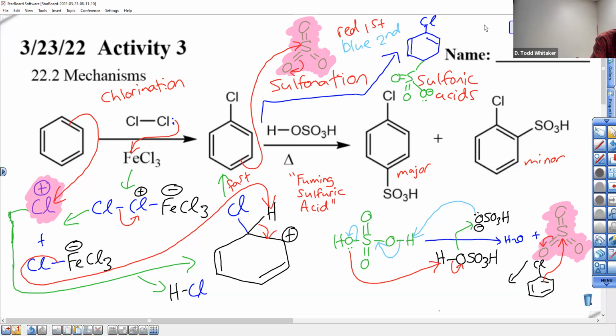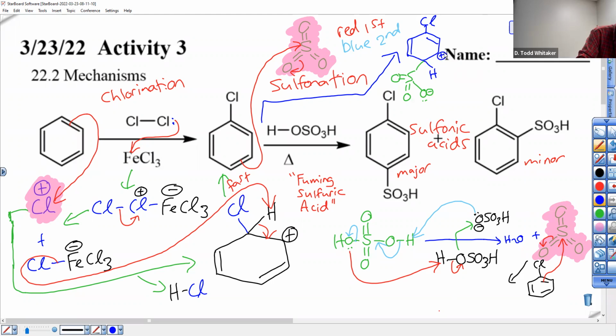Sulfonic acids are for these products. And where's the H that has to go away? On the carbon with the group, the new group. Where's the cation? On the other carbon of the pi. That's now got an octet violation. What's going to take that H? Well, you could say that O minus is going to grab the H.